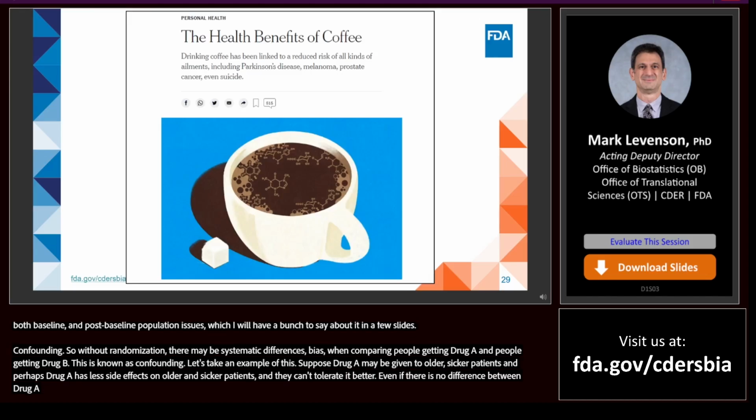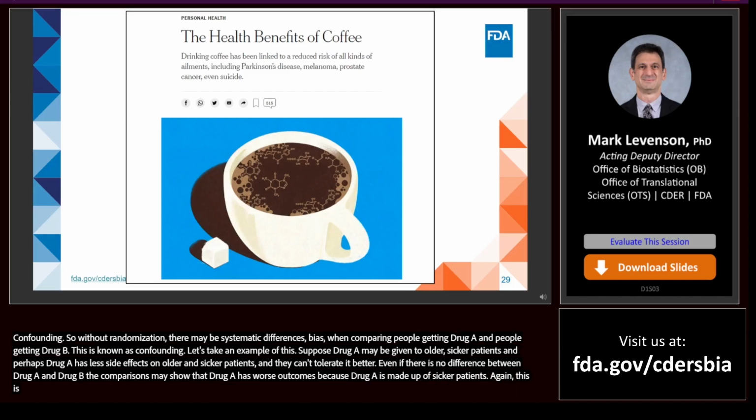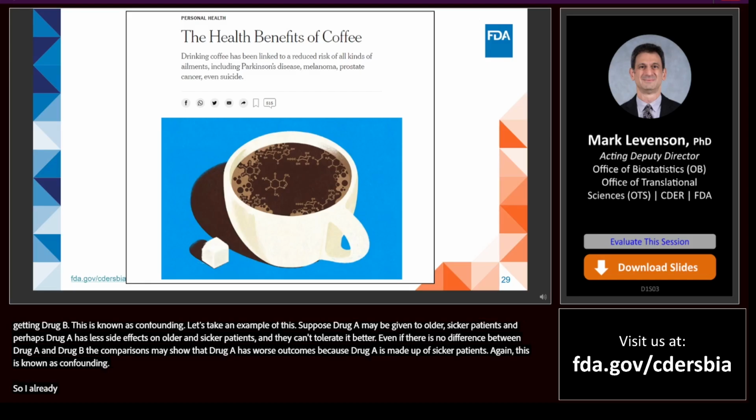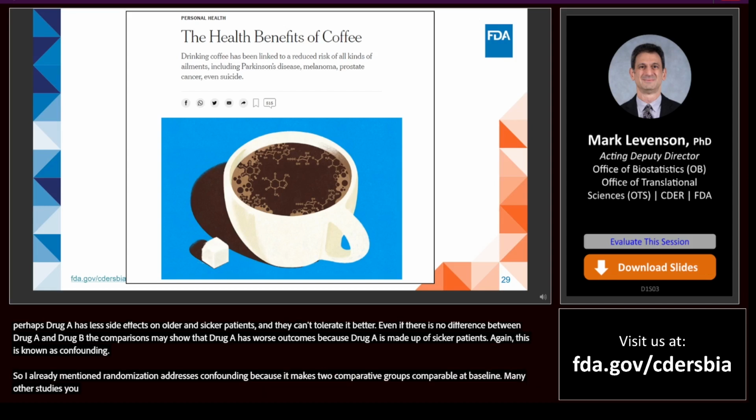Now, I already mentioned, randomization addresses confounding because it makes the 2 comparator groups comparable at baseline. Many of the studies you see in the paper are not based on randomized studies. So if you ever hear anything about coffee or red wine or chocolate, chances are it was not based on a randomized study, and I would take the results with a grain of salt.